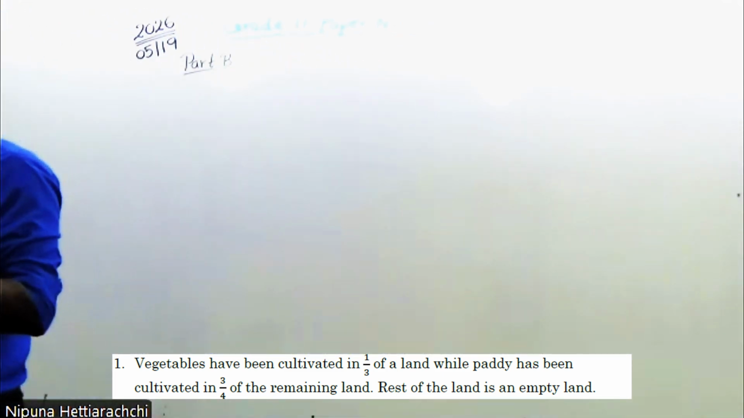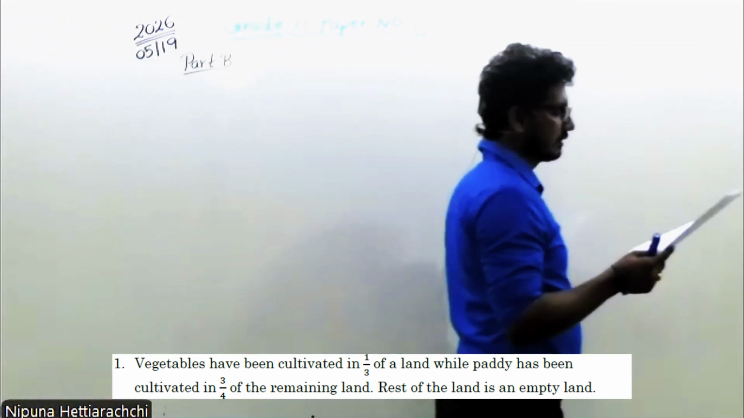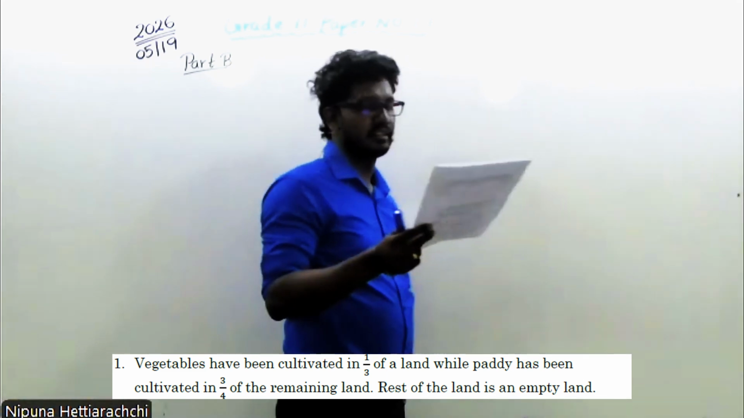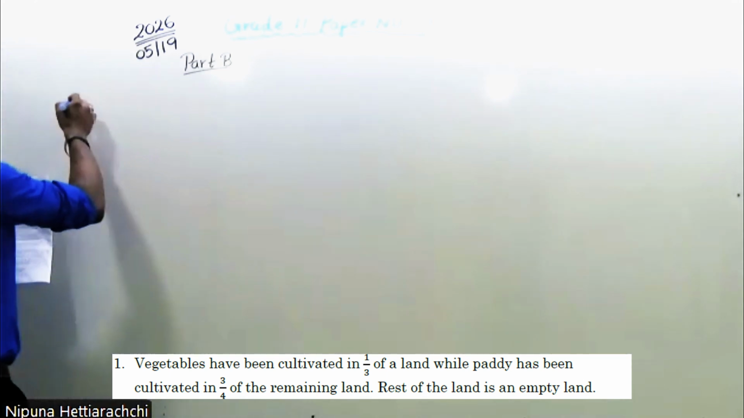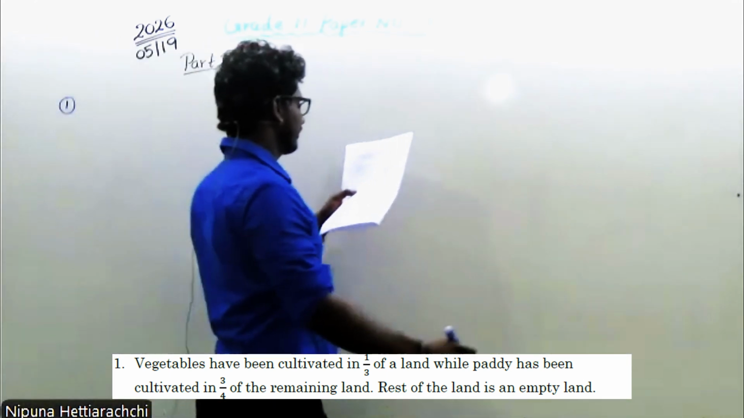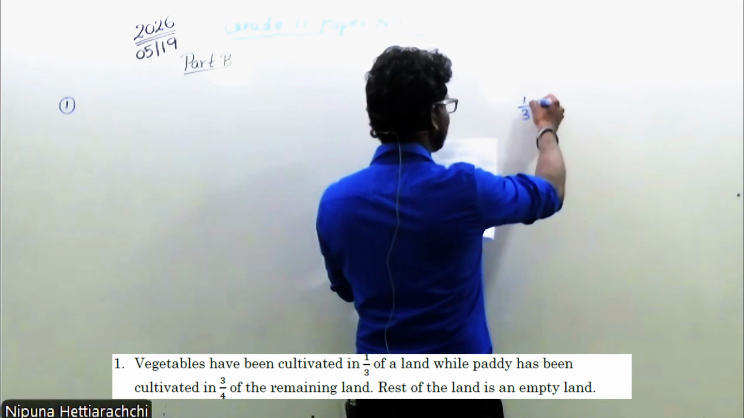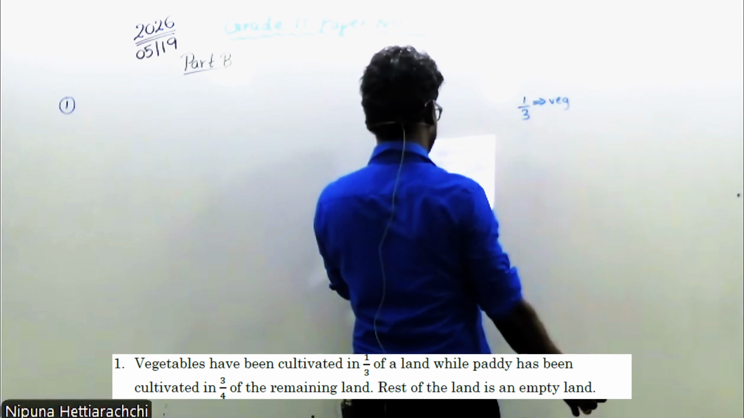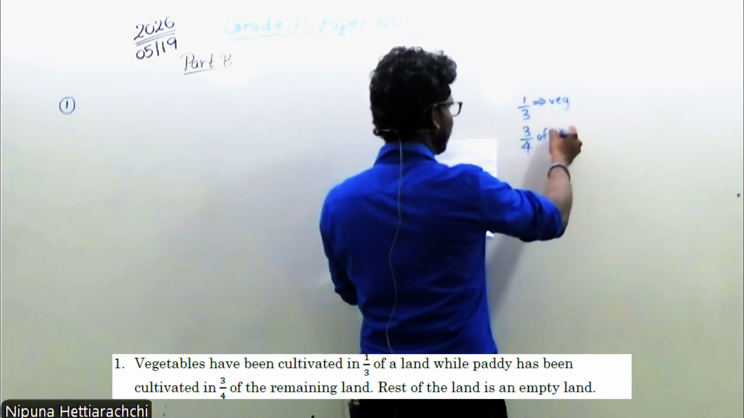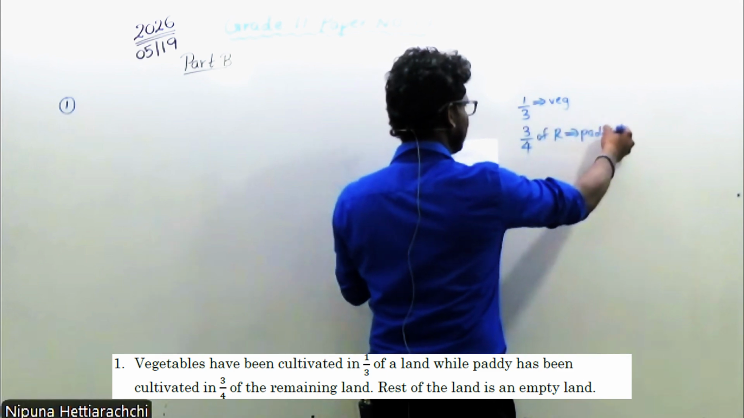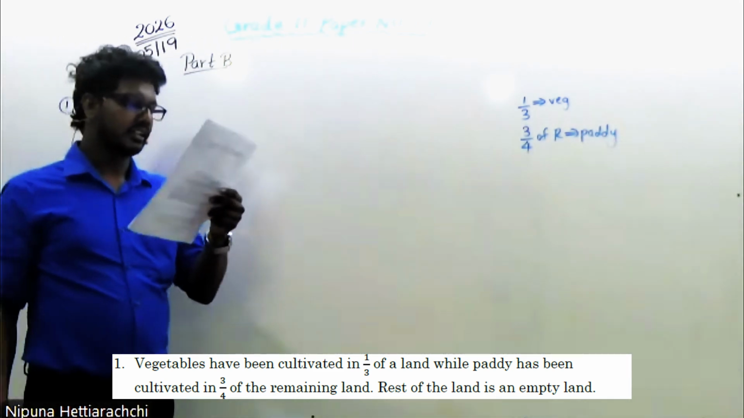Vegetables have been cultivated in one third of a land, while paddy has been cultivated in three-fourths of the remaining land. Rest of the land is an empty land. Let's note down the details on the side. One third is vegetables. And three-fourths of the remaining is paddy. Rest of the land is an empty land.